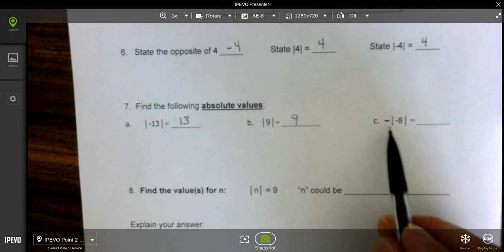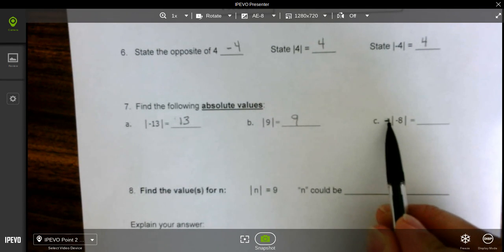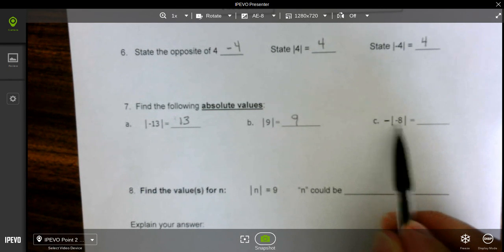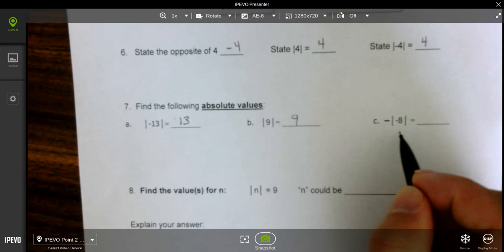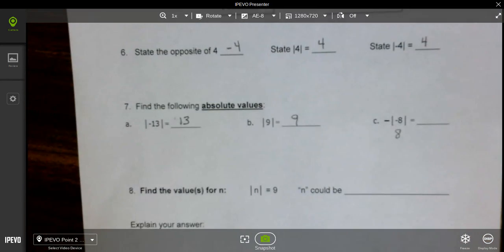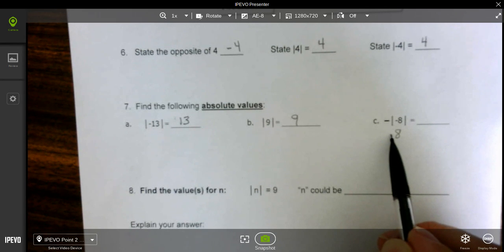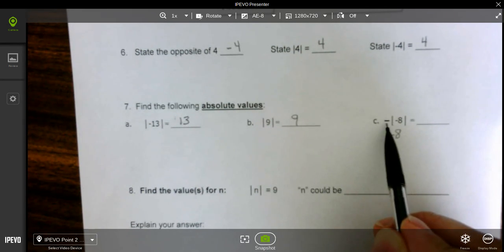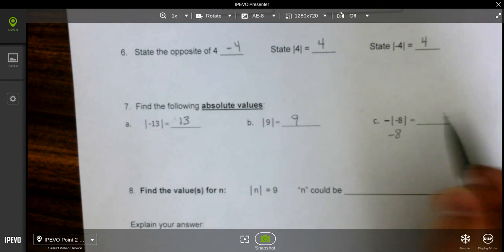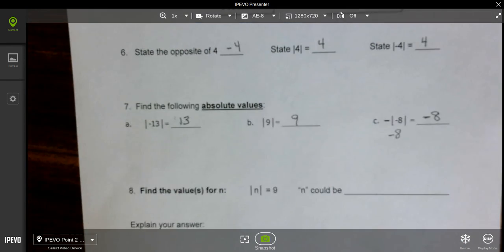Notice in letter C, we've got a negative symbol on the outside. We're going to deal with that in just a moment. First, we're going to take the absolute value of -8. The absolute value of -8 is 8 because it's 8 units away from 0. And now we're going to apply that negative symbol to the answer. And so negative, the absolute value of -8, is -8.